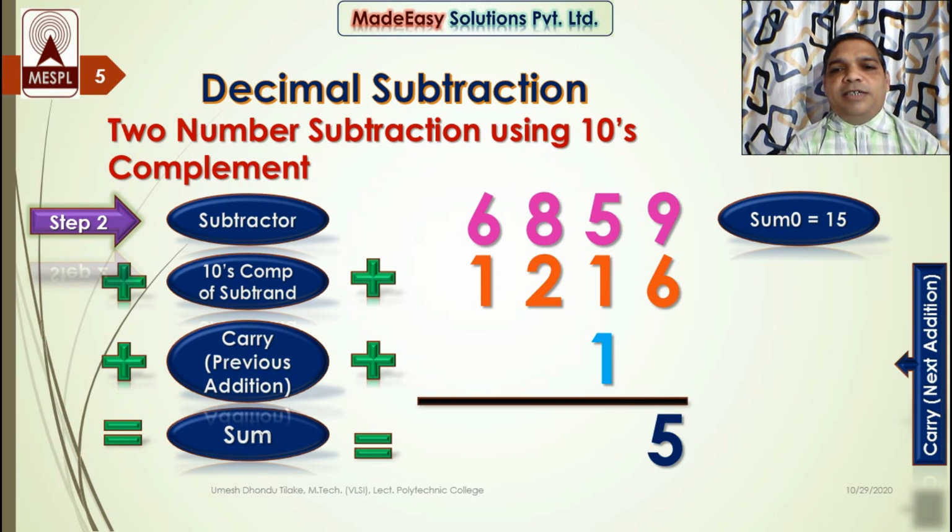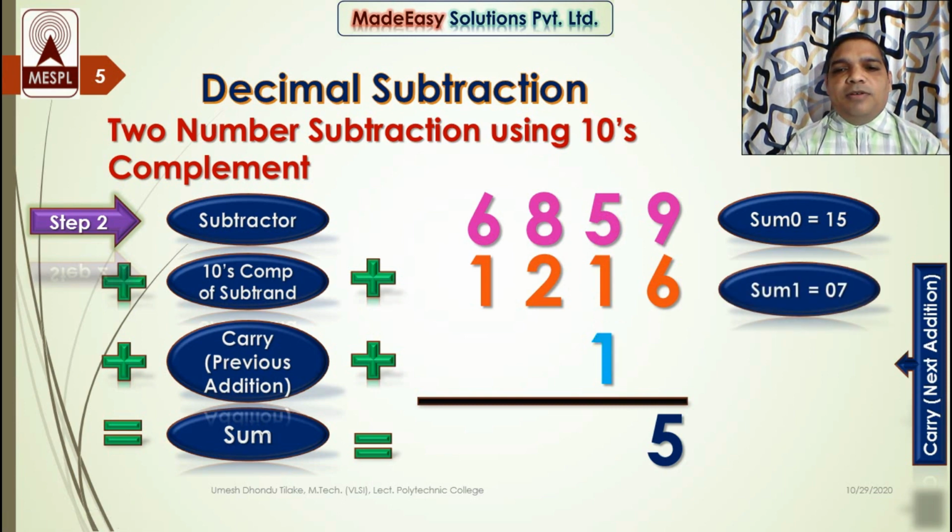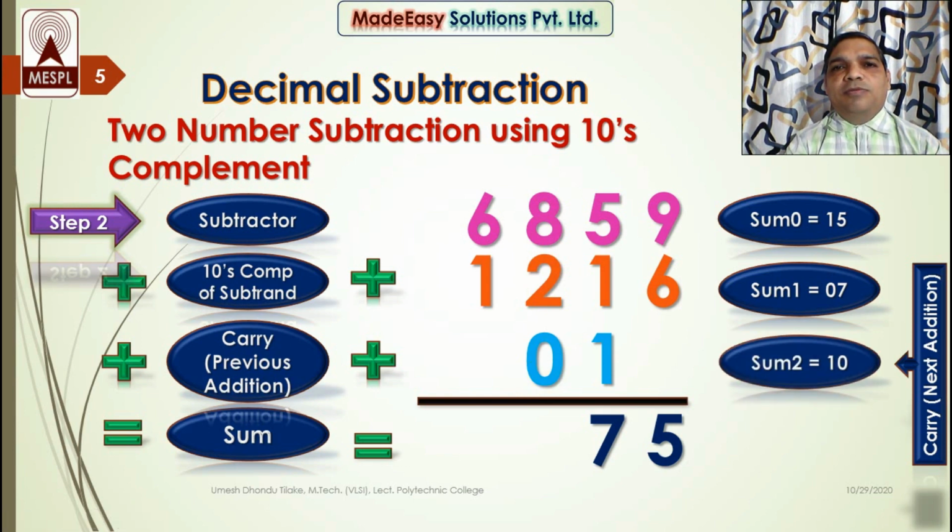Now perform the next digit addition, that is add 1 and 5 along with carry 1. So I will get the sum 07. So I will put 7 over here, and 0 will be the carry for the next digit addition. Now perform the next digit addition, that is add 8 and 2 along with 0 carry. So 8 plus 2 plus 0, I will get 10. So the sum will be 0 and 1 will be the carry for the next digit addition.